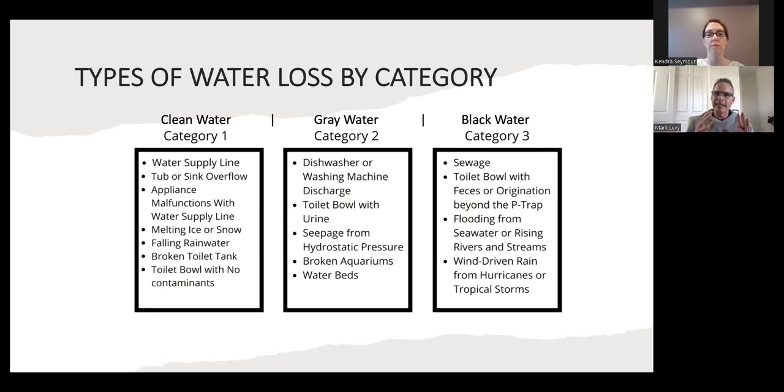But you have to keep in mind that these categories of water loss can migrate over time. So just because it is released as a category 1 or category 2 doesn't mean that it will continuously be a category 1 or category 2.